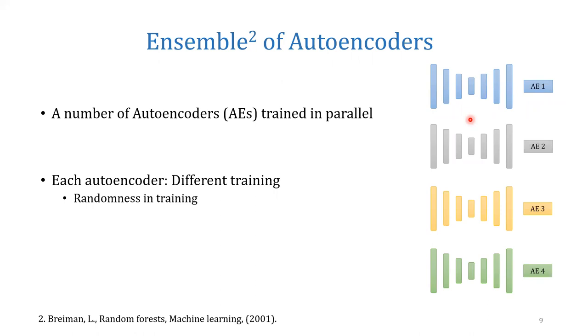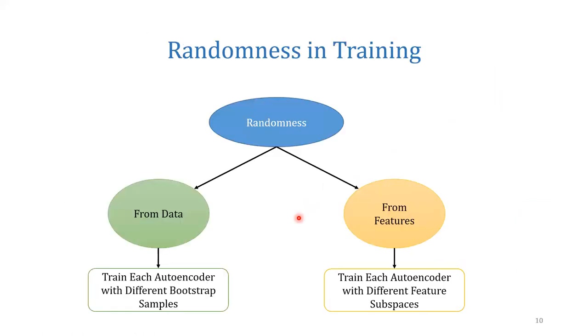As the difference between the training of the weak learners increases, the ensemble tends to perform better. And as each autoencoder is trained better, each autoencoder performs better. So two things we have to ensure: that each autoencoder is trained effectively and the training between the successive autoencoders should be different. Now, how to ensure the difference in the training? To ensure difference, we need to have some kind of randomness in the training. How to introduce randomness? Randomness can be introduced from two sources. One is from using the data, and the other one is using the features.